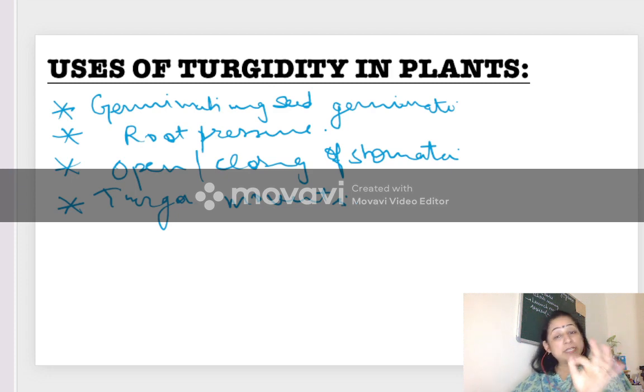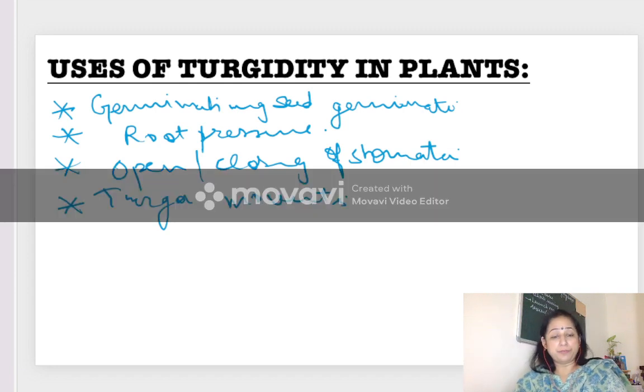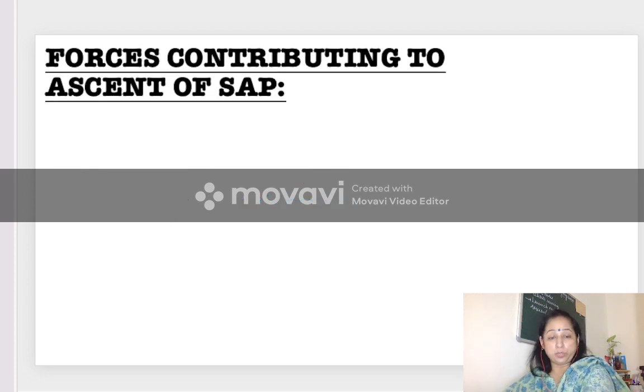So first of all, what is turgidity? Turgidity is very important for the plants to keep them stiff, and that stiffness is provided by the water which is absorbed by the roots. It helps in germination, it helps in providing root pressure, opening and closing of stomata, also the turgor movements. So this is why the process of absorption of water becomes more important.